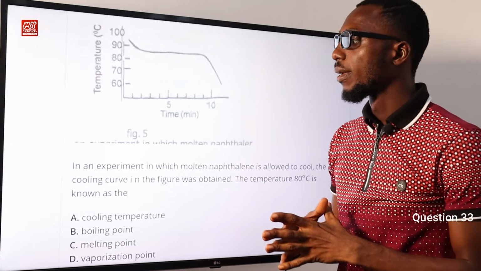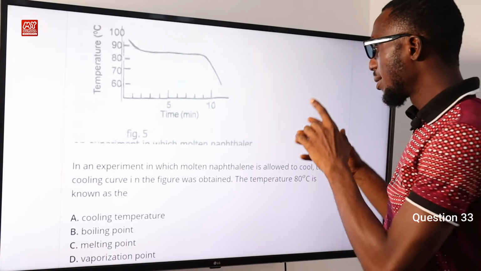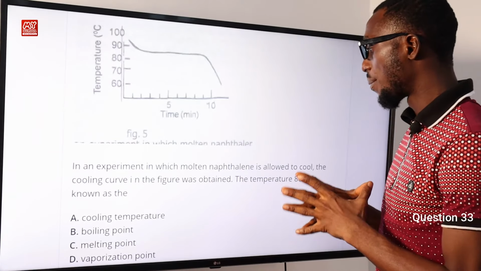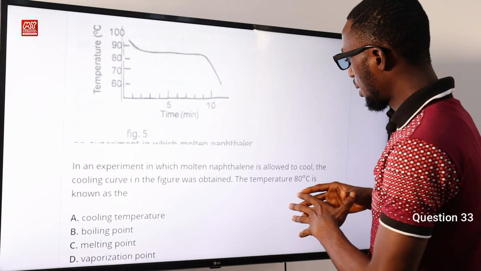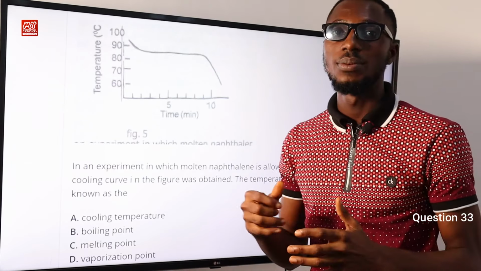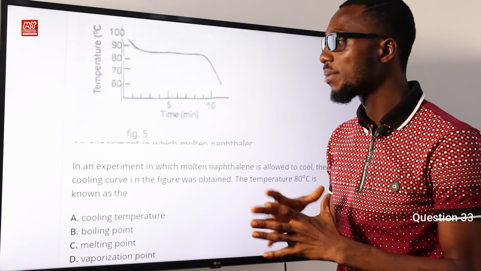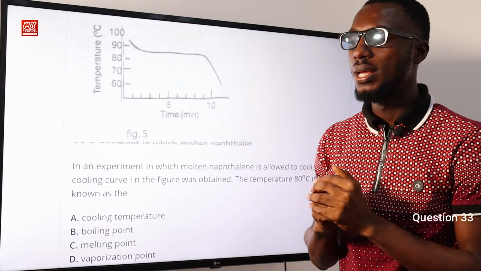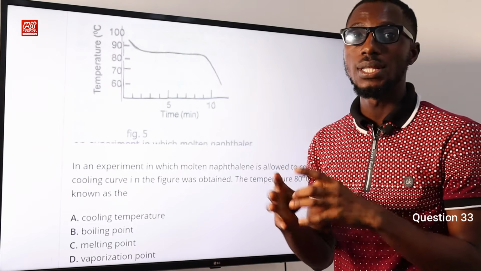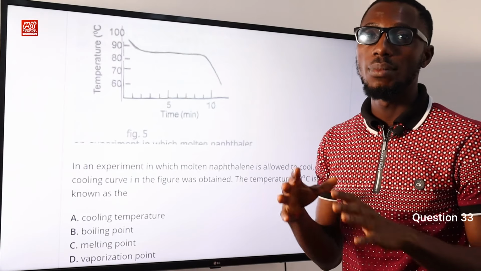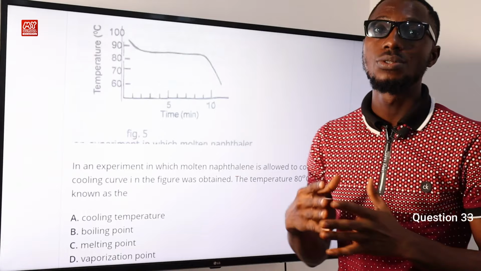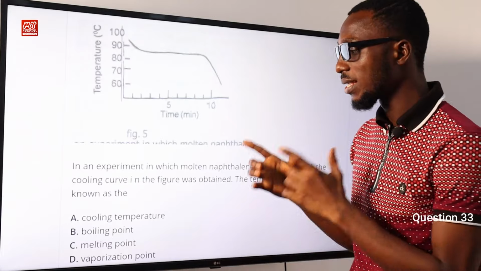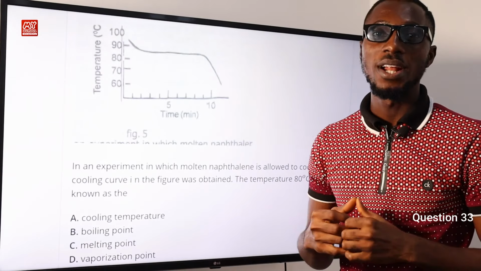Number 33. In an experiment in which molten naphthalene is allowed to cool, the cooling curve I in the figure was obtained. The temperature 80 degrees Celsius is known as the what? Okay, so just notice that the melting point and the freezing point for naphthalene is 80 degrees Celsius. Naphthalene has a higher melting point than water because of its strong intermolecular forces. The boiling point for naphthalene is 218 degrees Celsius. So going by the options given us, we can see that option C, melting point, is the correct option.